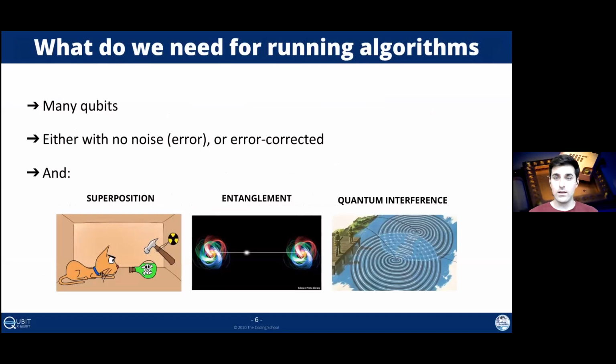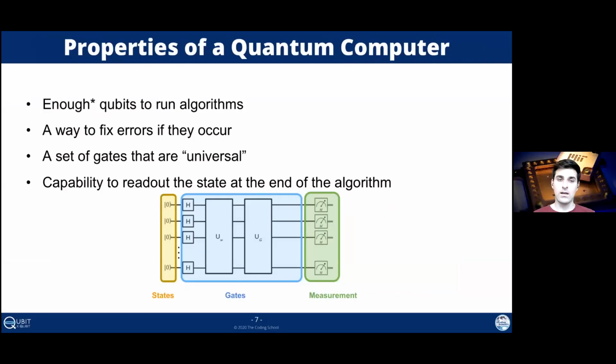Again, what do we need for running algorithms? In general, we need many qubits. In an ideal world, you want either no noise or error correction, so a way to compensate and fix those errors. And of course, the three elements that we've been talking about throughout the course, namely superposition, entanglement, and quantum interference. Specifically, the properties we're looking for are laid out by the DiVincenzo criteria that we've discussed the past two lectures. In layman's terms, we want enough qubits, and by enough, I mean as many as we need to execute the quantum algorithms we want for the instances, a way to fix errors if they occur, a set of universal gates, and the capability to read out the state of our quantum circuit at the end of the algorithm.